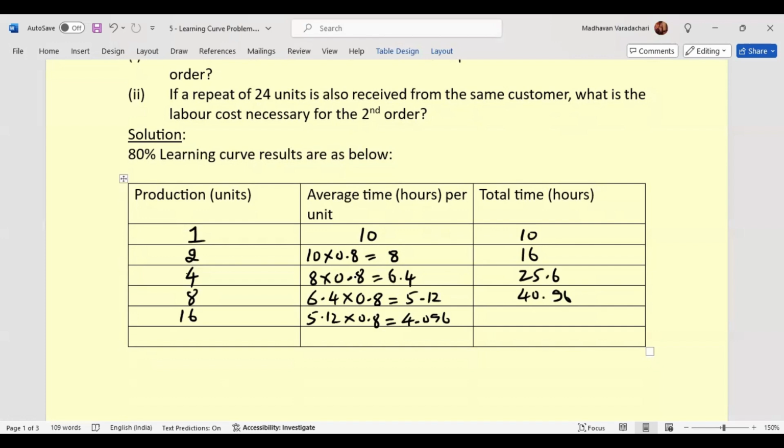Now, 4.096 into 16, we get 65.54 hours. And then doubling 16, we get 32. So here it is 4.096 into 0.8. It will become 3.2768 hours average. And 3.2768 into 32, we get 104.8576 will be the total time required.